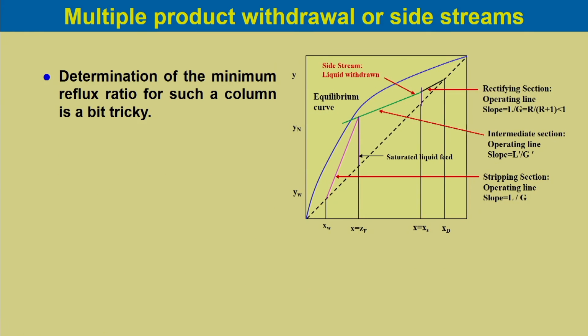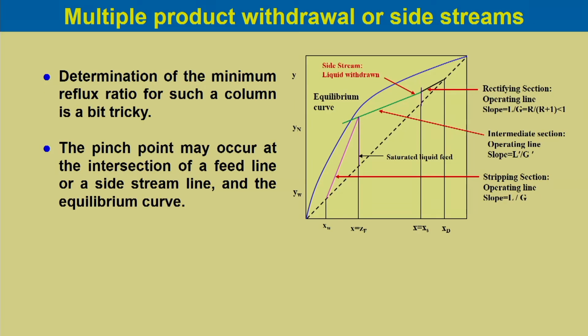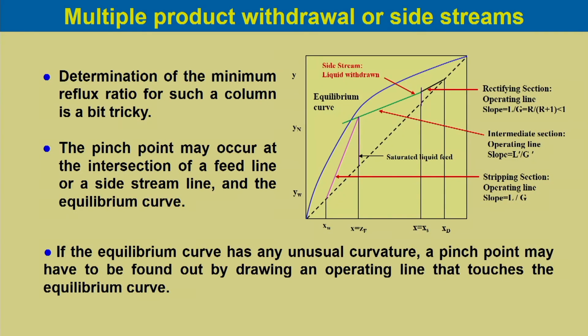So, determination of the minimum reflux ratio for such a column is a bit tricky in this case. The pinch point may occur at the intersections of a feed or a side stream line and the equilibrium curve. So, if the equilibrium curve has any unusual curvature, a pinch point may have to be found out by drawing an operating line that touches the equilibrium curve. That is the tangent operating line to the equilibrium curve, which we have done for the inflection points in the equilibrium curve earlier.